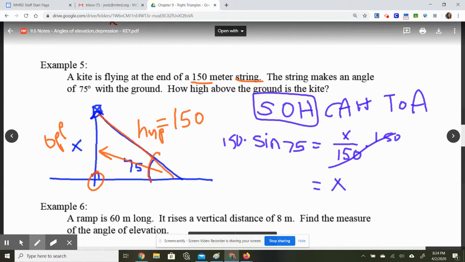And I don't know if you'll be able to hear me typing it into my calculator. 150 times the sine of 75. Whoops, I pressed tan. Better keep an eye on that screen while you're typing. Make sure you don't make any typos like I just did. The answer is 144.89, or approximately 144.9 meters.